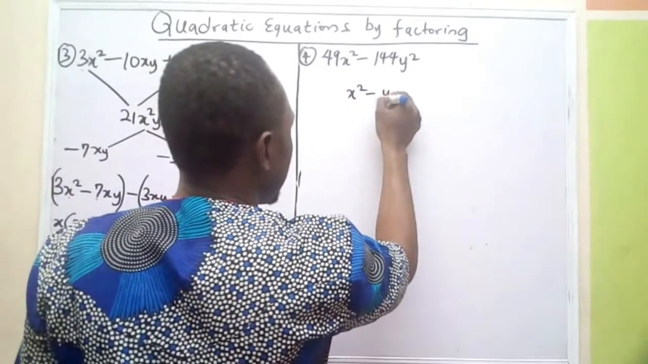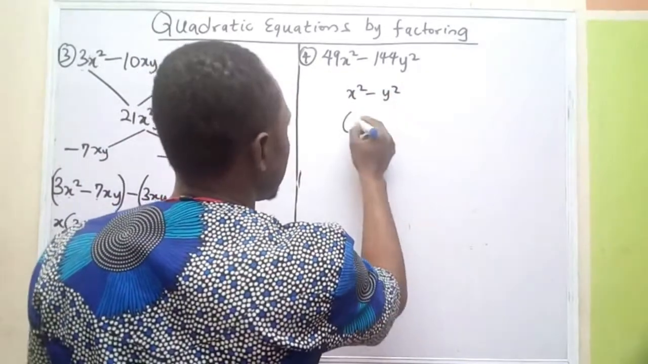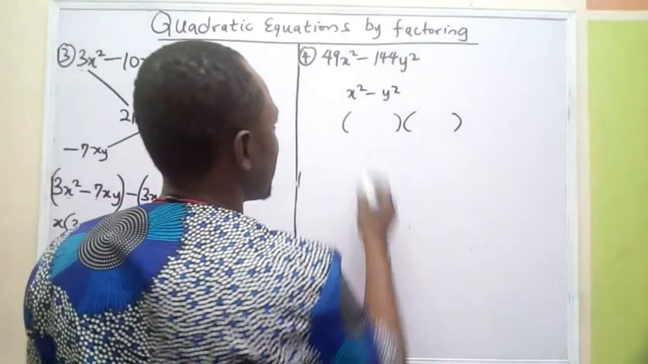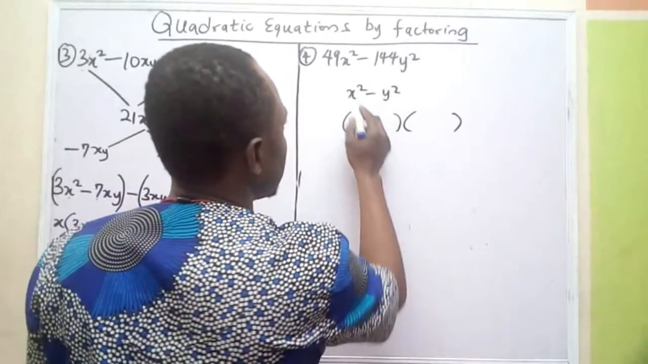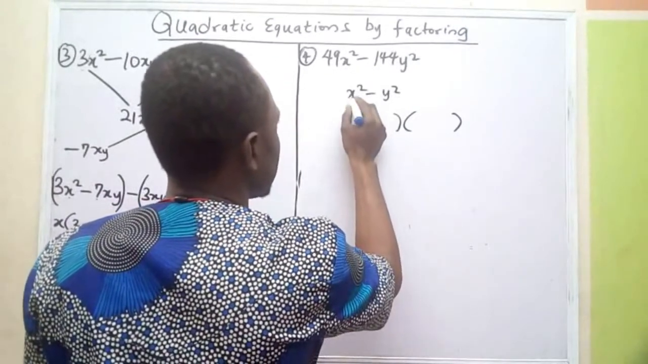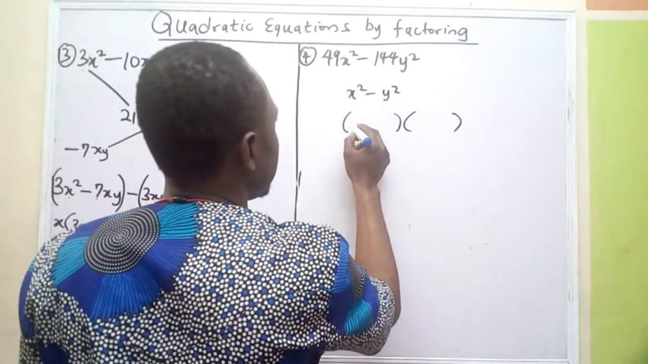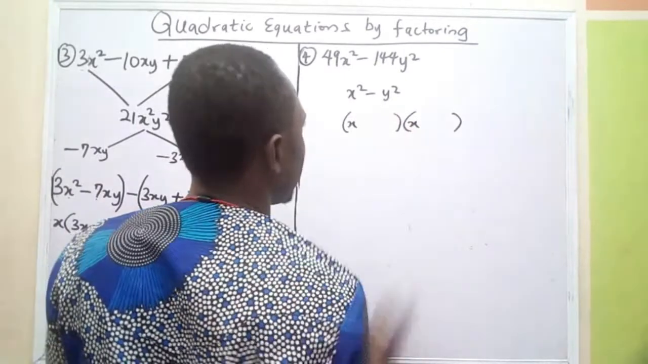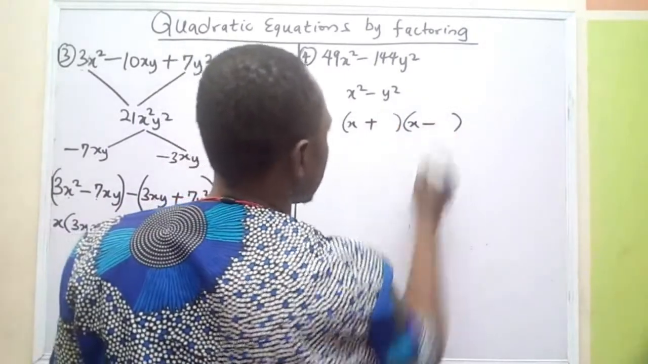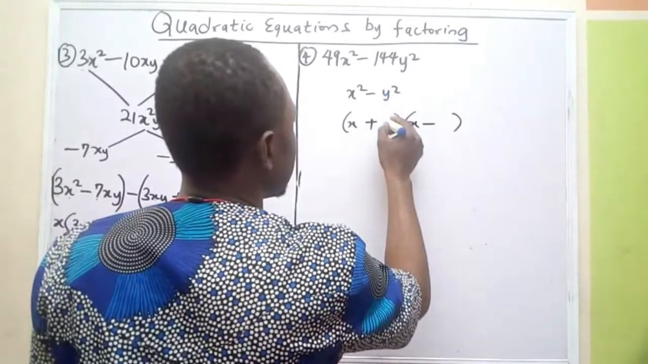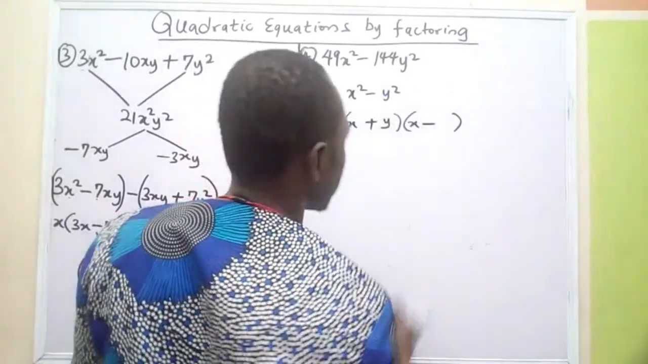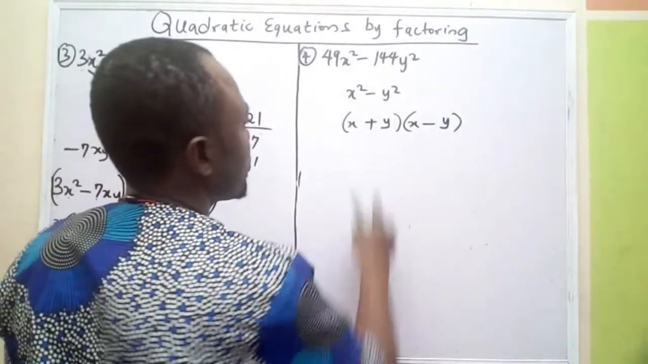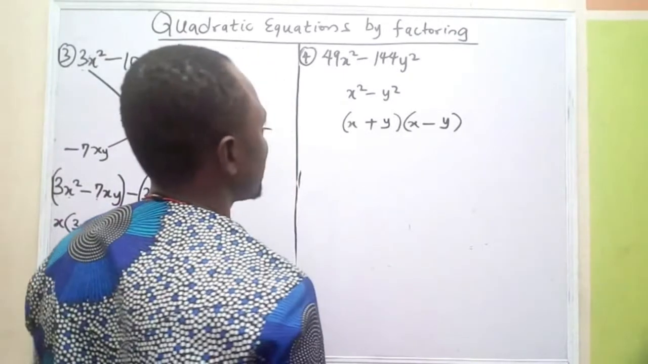If I have x squared minus y squared, I'm going to find the square root of x squared, which will give me x. I'll write x here, and x here. Then I'll put a plus here and a minus here. The square root of y squared will give me y, and again y. So this is how to get the difference of two squares. One will be plus, the other will be minus.